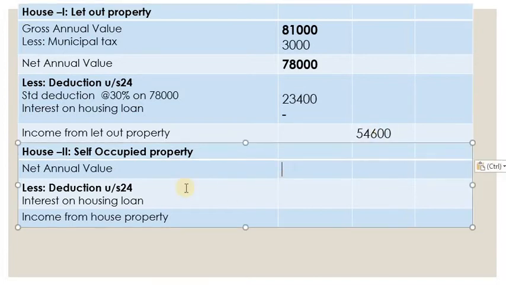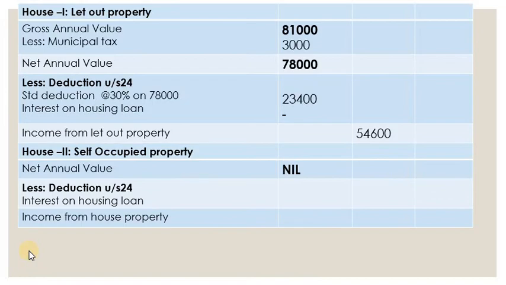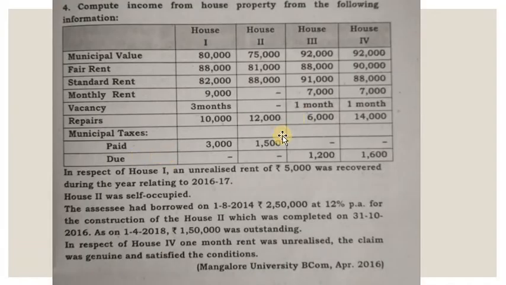Now let us go to the next house, that is self-occupied property. Anyway, for self-occupied property the NAV is always nil. If there is any deduction on interest on loan, we have to give. Nothing is mentioned about interest on loan here, so let me check. Yes, there is a loan. House 2 was self-occupied. The assessee had borrowed for the construction of house 2, which was completed later. So there is a loan here, so we have to deduct the interest.